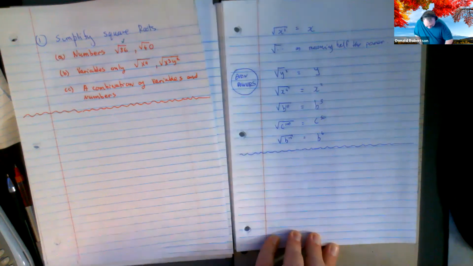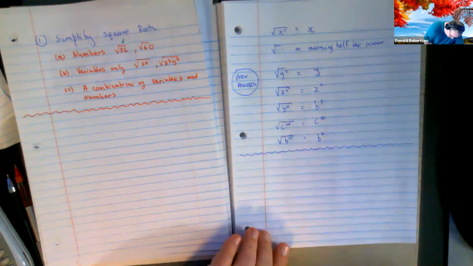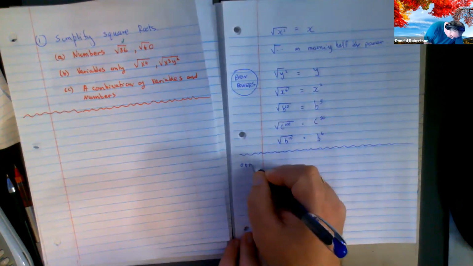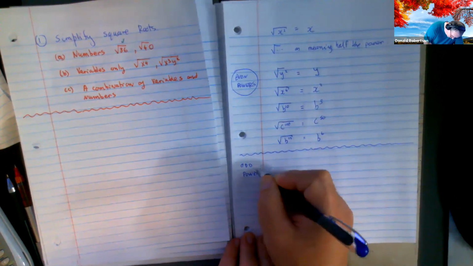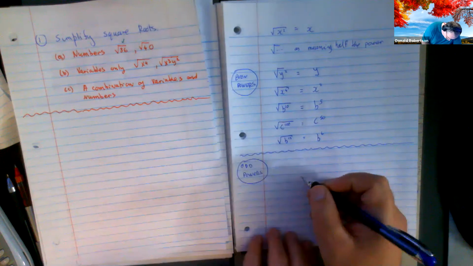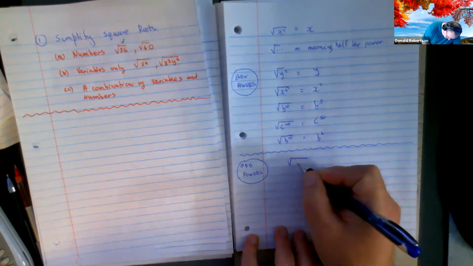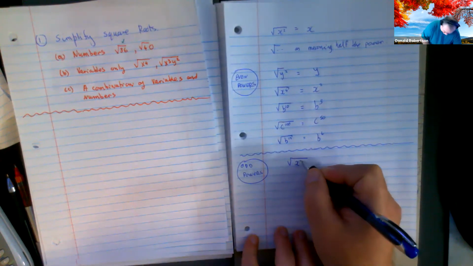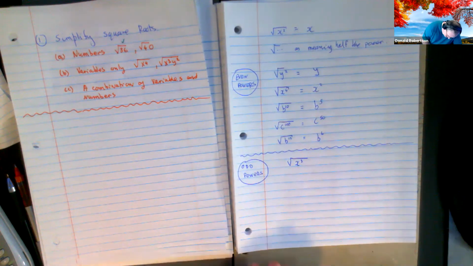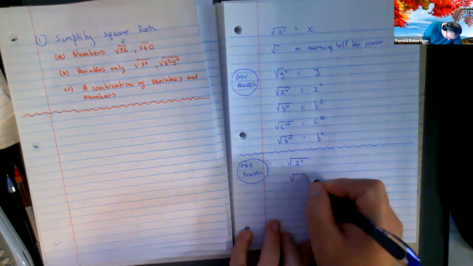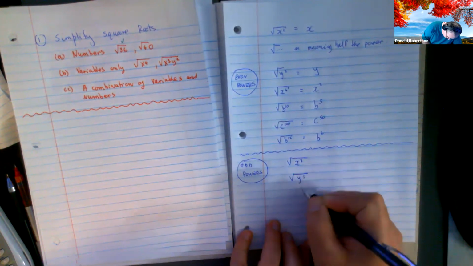And this is what happens when you have even powers. Now we're going to look at odd powers. So how do you simplify square roots where there's an odd power inside? So let's imagine that I had x cubed. And while I'm at it, I'm going to write some other versions of odd powers.